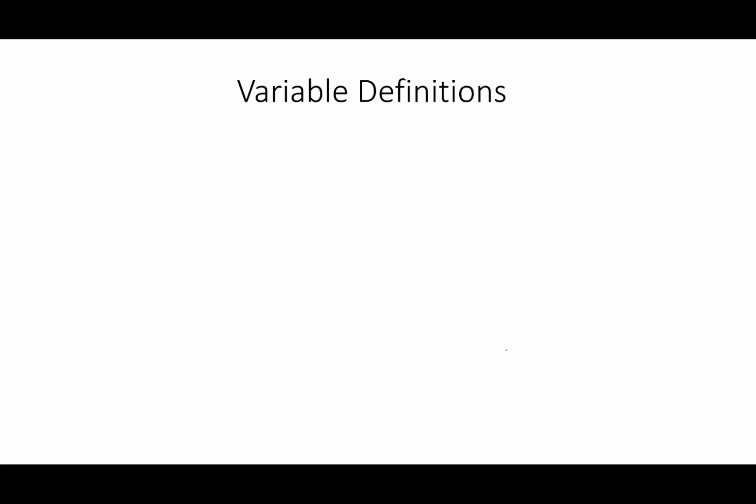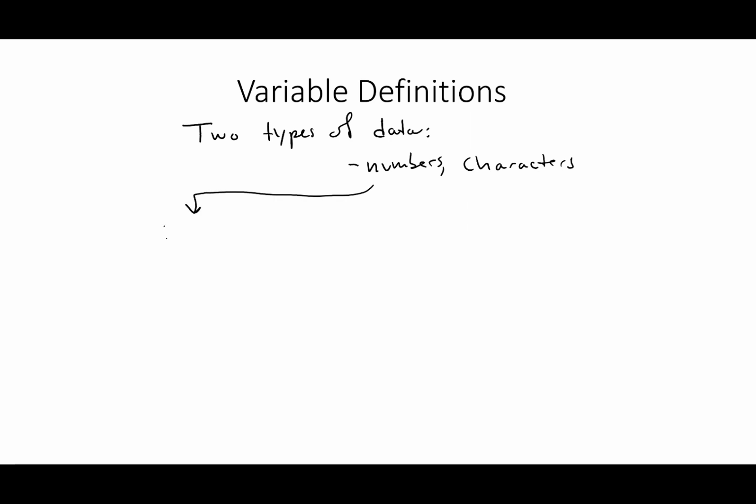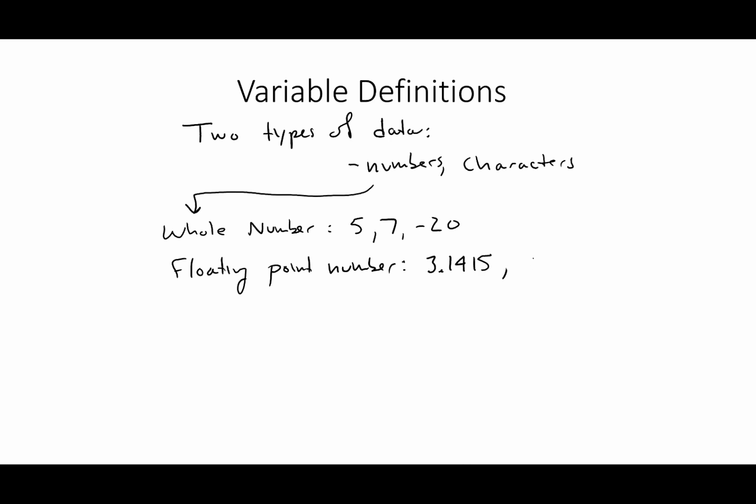All right, so variable definitions. Just to talk a little bit more about variables, the computer can store two types of data, basically numbers and characters. The types of numbers that we can store are whole numbers. These are numbers like 5, 7, -20, and we can store floating point numbers. These are fractional numbers, like pi, so 3.14159, 6.7. So these are floating point numbers.